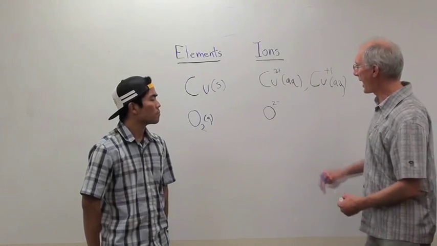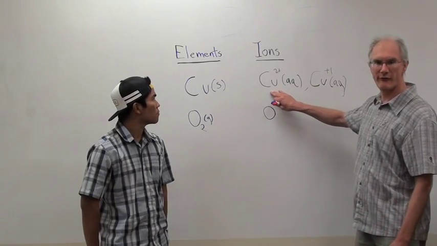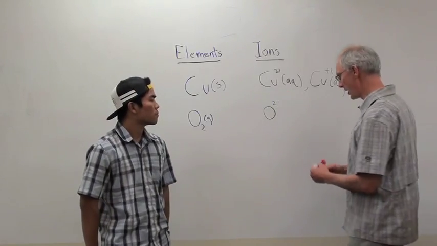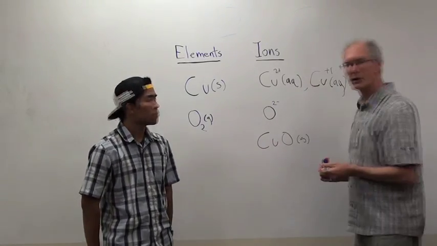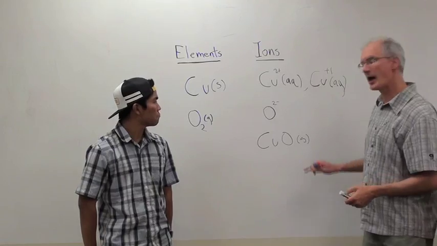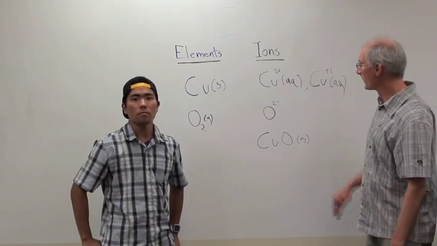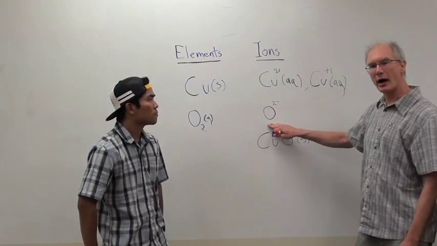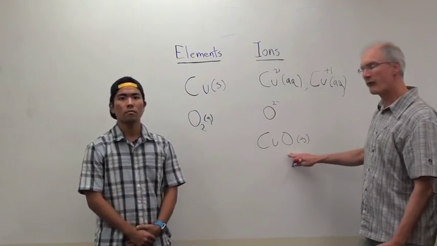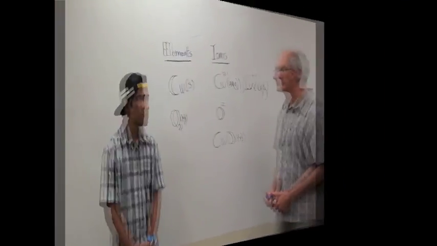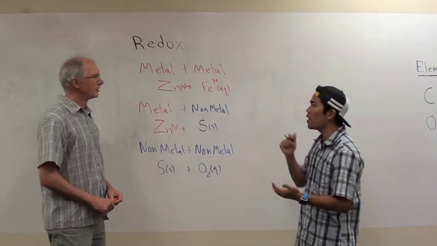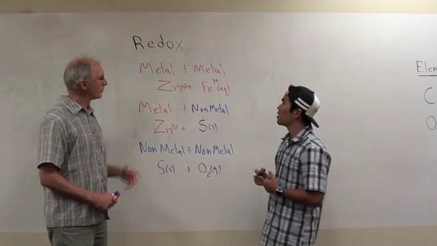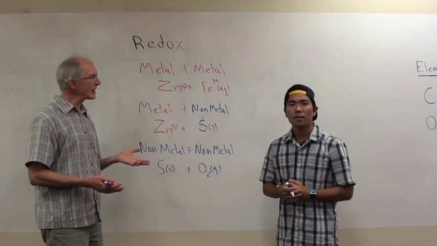Instead, what happens is the oxide finds a partner. It finds something that has a positive charge, and we end up with copper 2 oxide as a solid. And so if oxygen in a reaction makes oxide, it's going to find a partner and form a solid or a precipitate. Okay, so now we know the difference between elements and ions, and we're going to use that to predict redox chemistry.